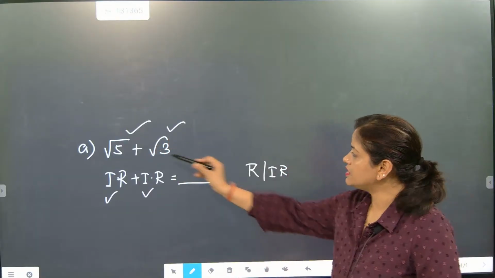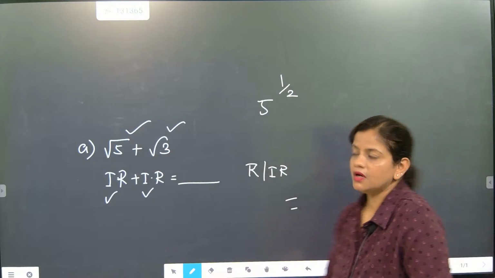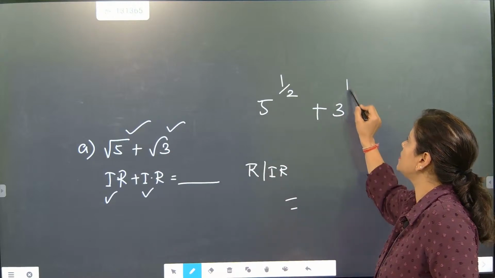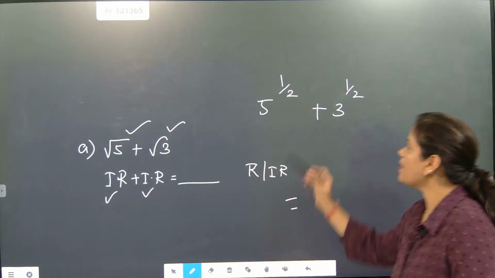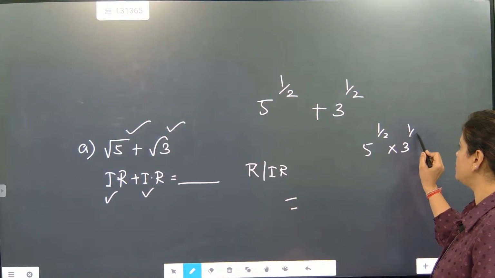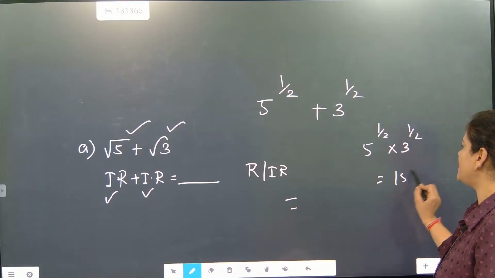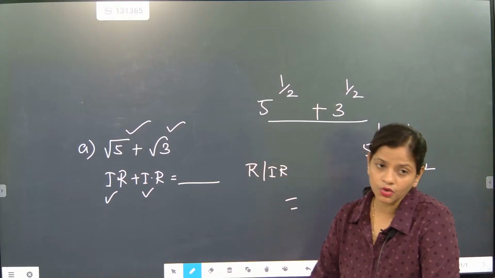Correct, na? Because literally what is the meaning of root 5? 5 to the power 1 by 2. Literally what is the meaning of root 3? 3 to the power 1 by 2. You can't add them. The base is not the same. You can multiply. See, if 5 to the power 1 by 2 into 3 to the power 1 by 2 is there, then you can write 15 to the power 1 by 2, correct, na, in multiplication, but in addition you can't do anything.